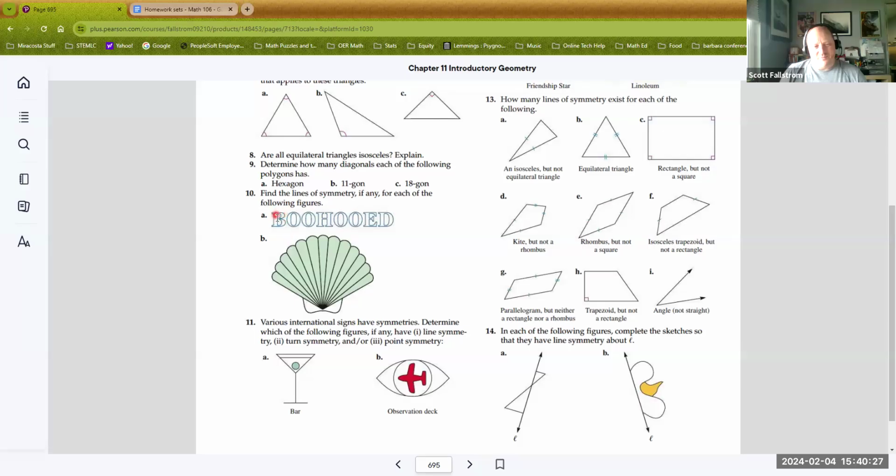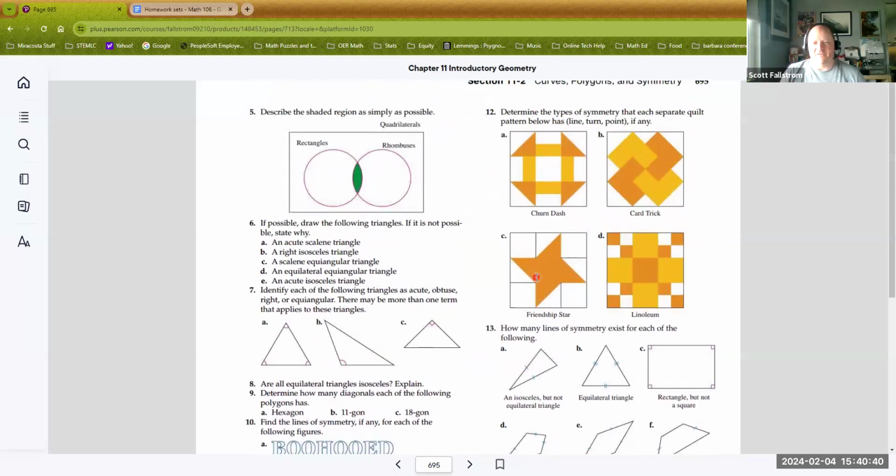Is the loop on the B on top the same size as the loop on the B on the bottom? Because if not, there won't be any symmetry. And I feel like that takes away from what we're trying to do. So not my favorite type of question.